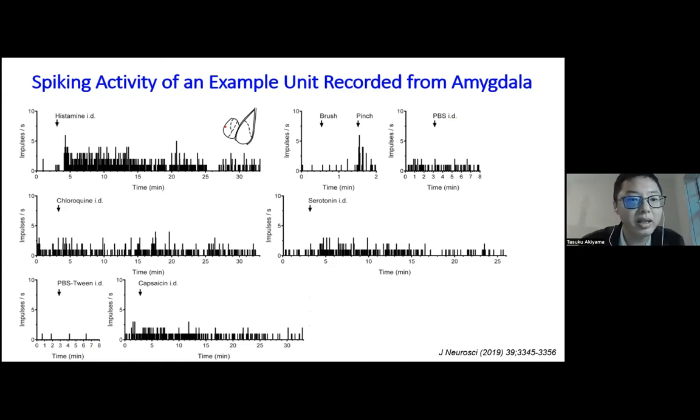And then we inject a small amount of histamine into the mouse foot, and try to look for a firing unit. And once we find a firing unit, we stop moving the electrode. We keep the electrode there, and then we inject a large amount of histamine, or we start other stimulation.